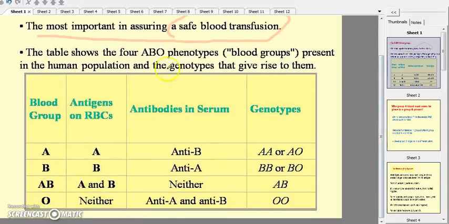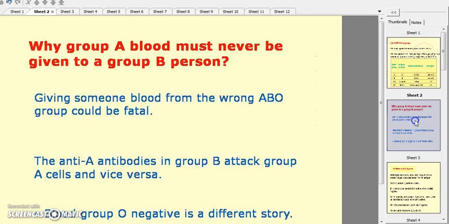As you know, this particular table shows the blood group presentation in the human population and the genotypes that give rise to them. For example, if you have blood group A, the RBC antigens will be A and the antibodies will be anti-B. The genotypes for this blood group are AA or AO. O is always considered a recessive allele. So these are the different types of blood groups that can be easily transfused to different persons without any problem.